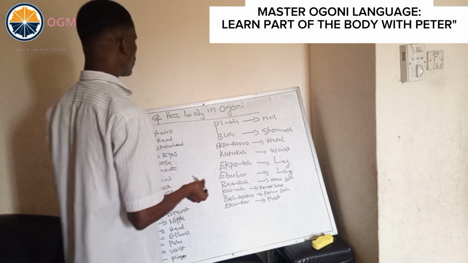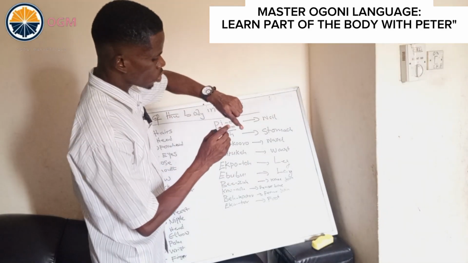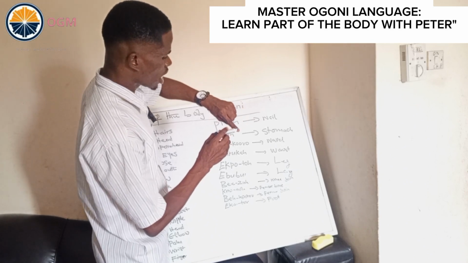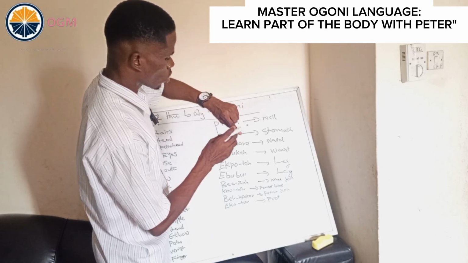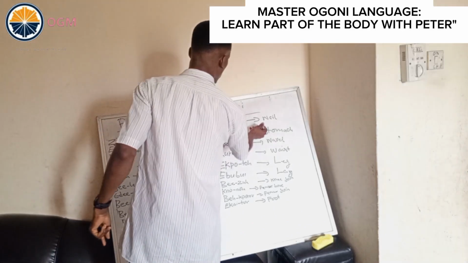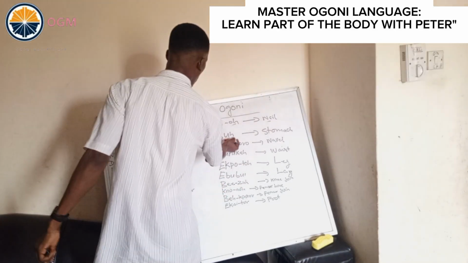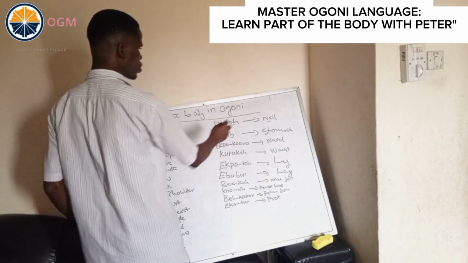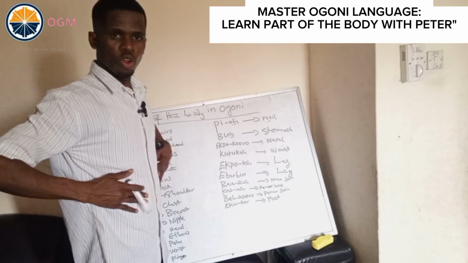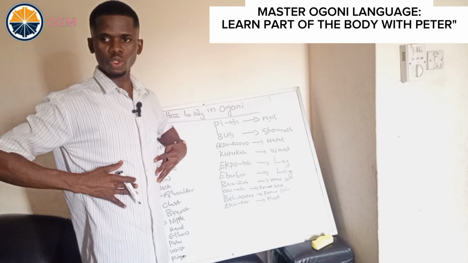Then here we have Pion. Pion is called nail. Nails is called Pion in Ogoni. Then here we have Bu, which is stomach.